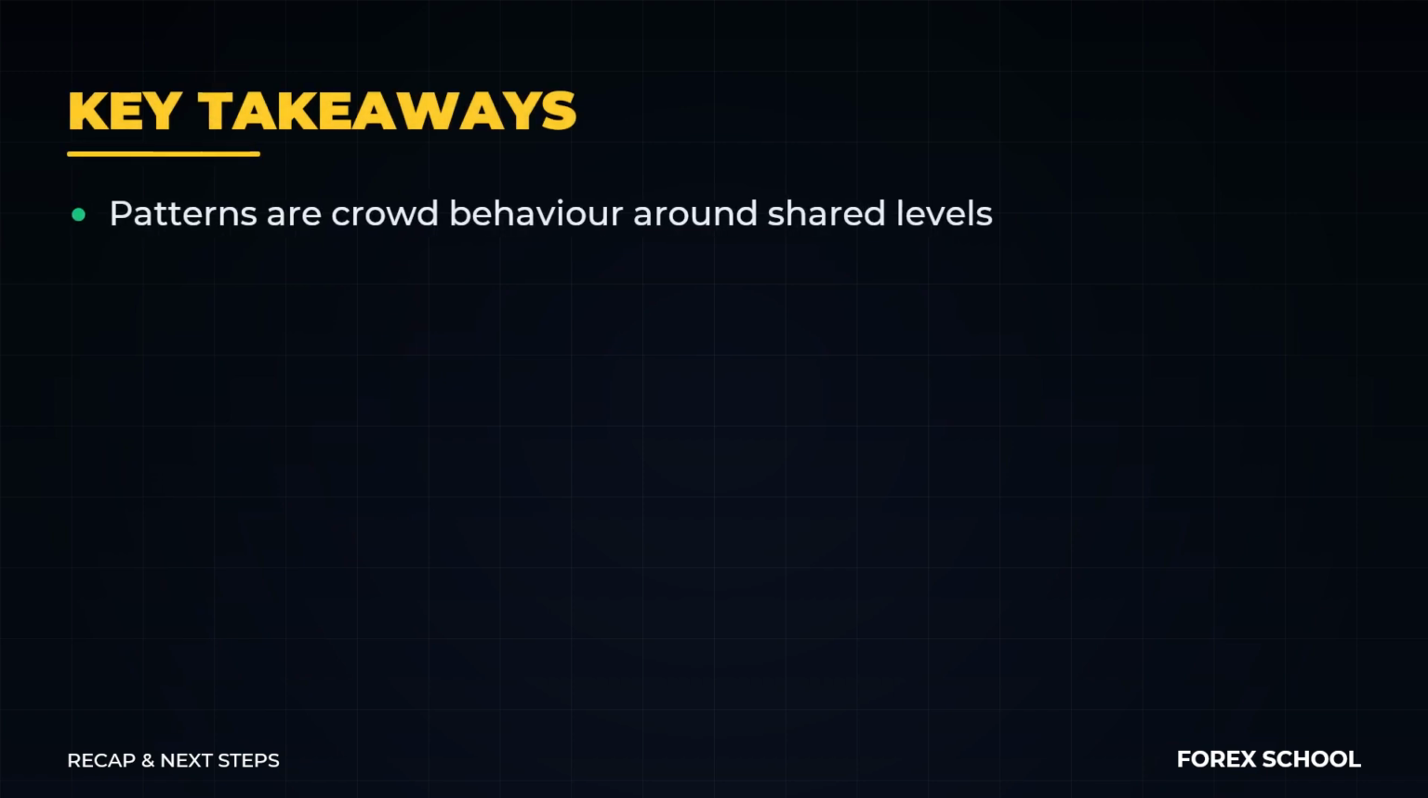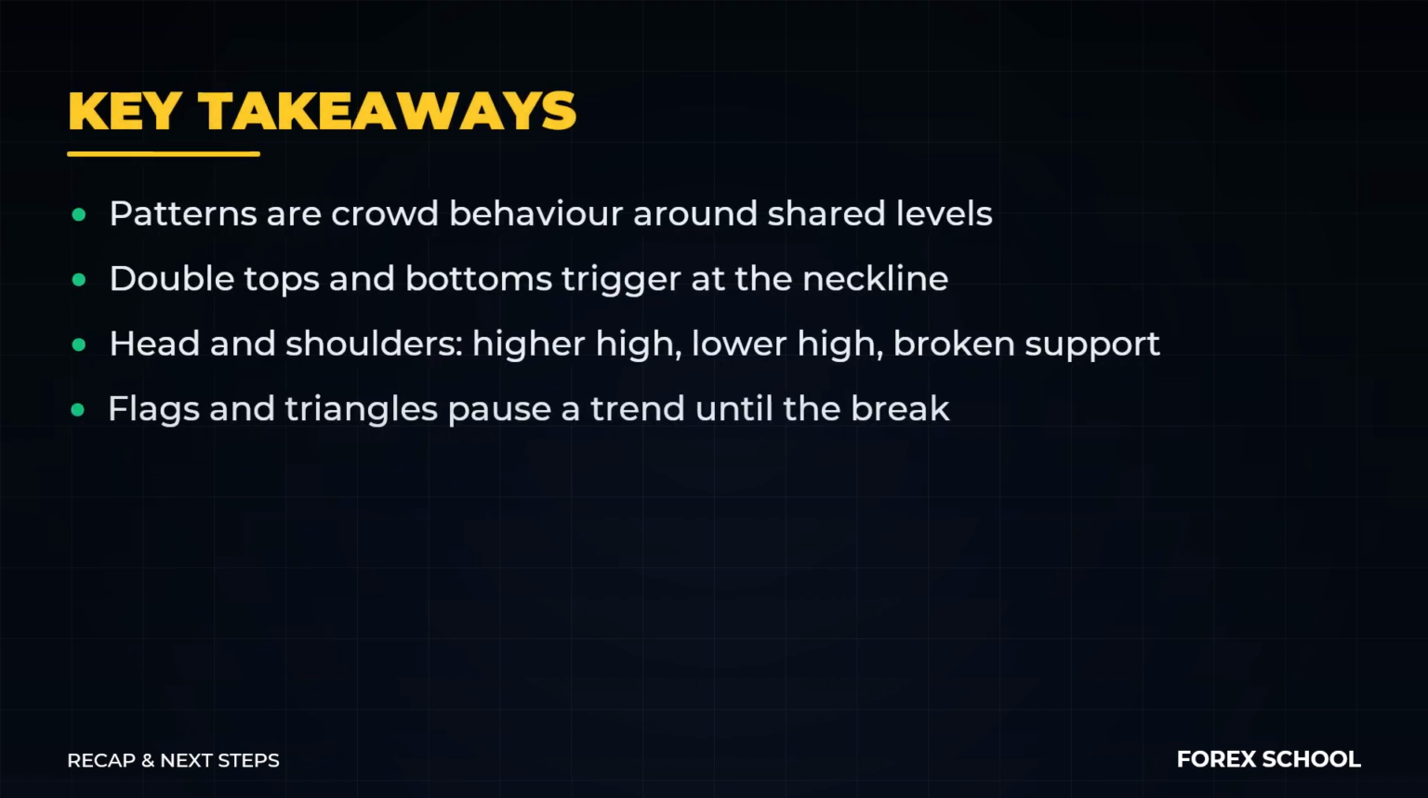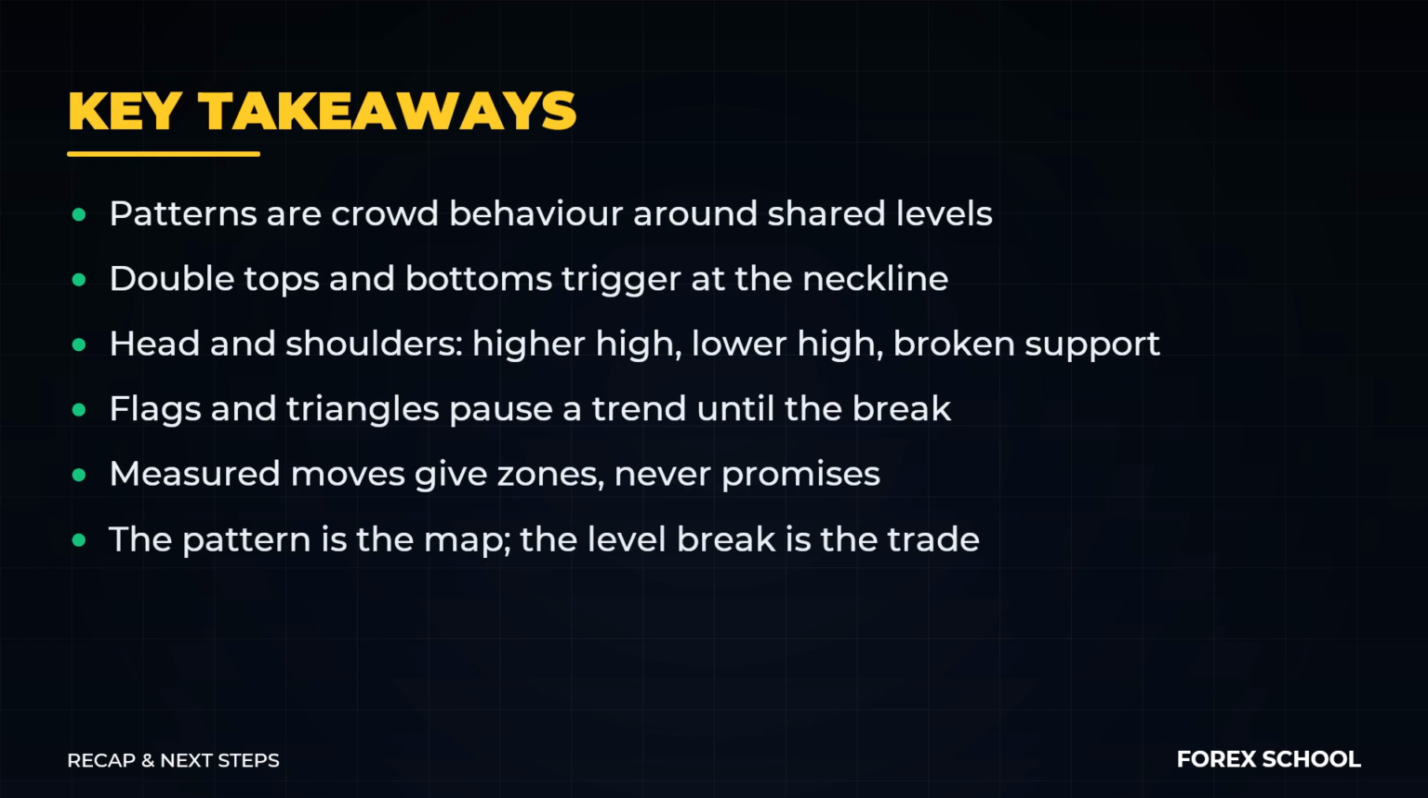Let's fold the whole course into one page. Patterns exist because crowds behave predictably around levels they can all see. The shape is only the story of that behavior. Double tops and bottoms trigger at the neckline, never at the second touch. Head and shoulders is trend structure in costume: the higher high, then a lower high, then broken support. Flags and pennants are shallow pauses that refuel a trend, and triangles are coiled indecision resolved by a breakout whose direction must be proven, not guessed.